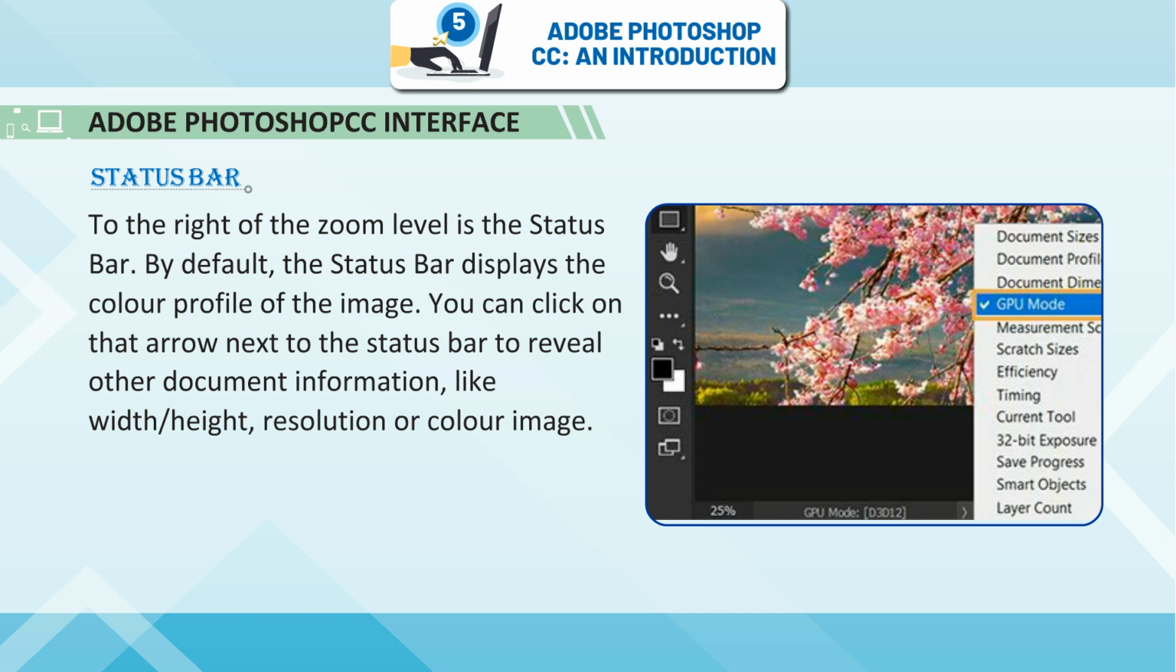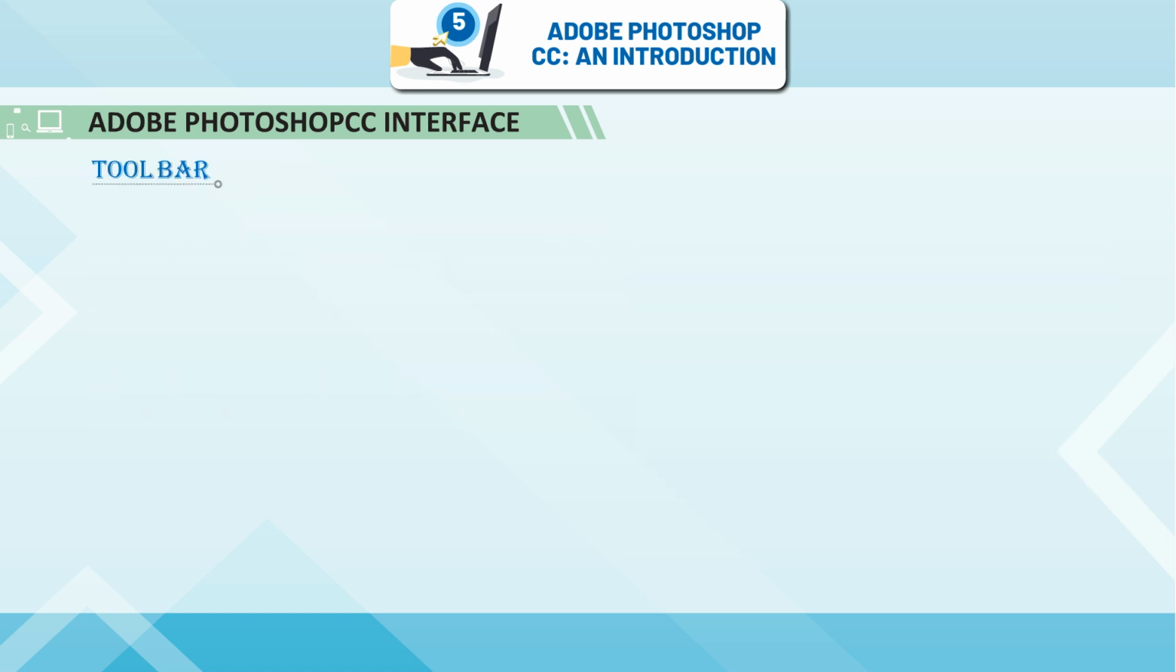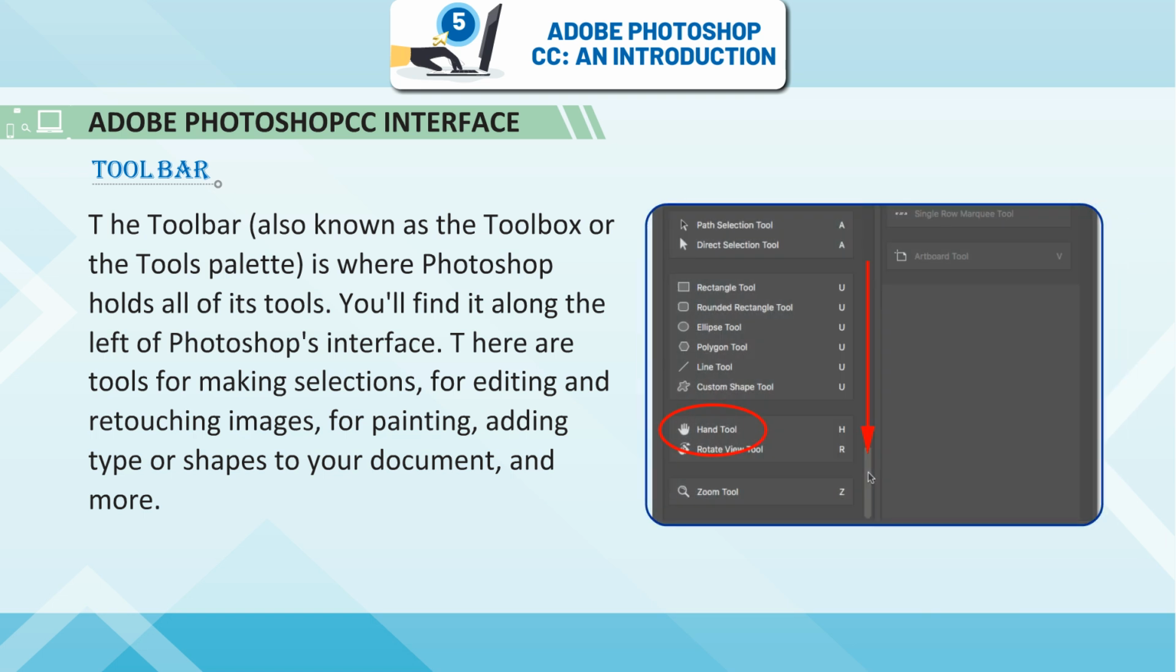You can click on that arrow next to the status bar to reveal other document information like width or height, resolution, or color image. Toolbar. The toolbar, also known as the toolbox or the tools palette, is where Photoshop holds all of its tools. You will find it along the left of Photoshop's interface.